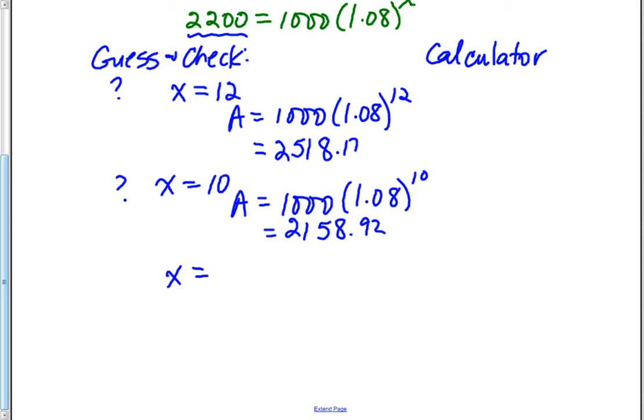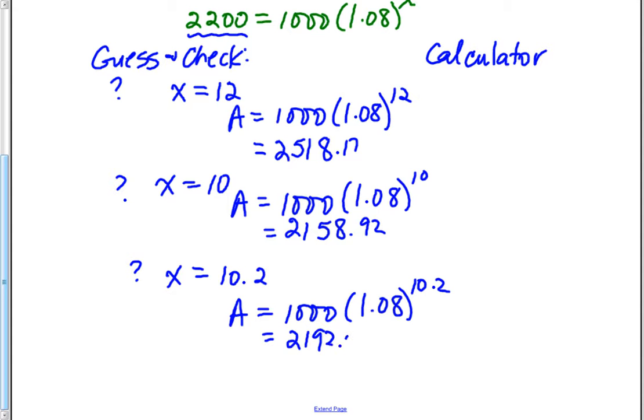So let's go with 10.2. The amount, 1,000. Oh, I did a 10,000. That'd be better. 1,000 times 1.08 to the power of 10.2 is $2,192.41. Very close to our 2,200. So about 10.2 years. Let's have a look at our graphing calculator.